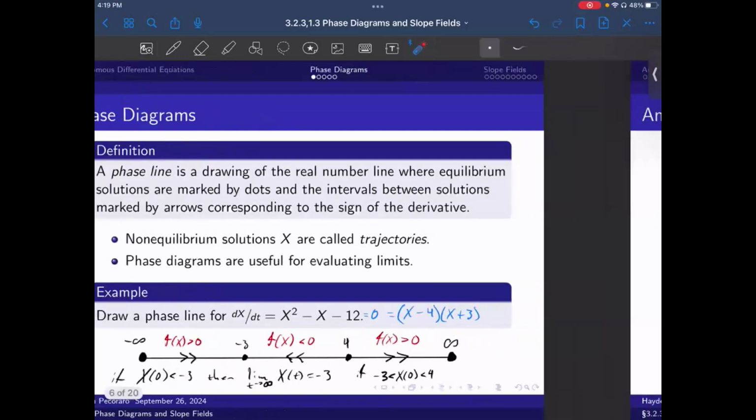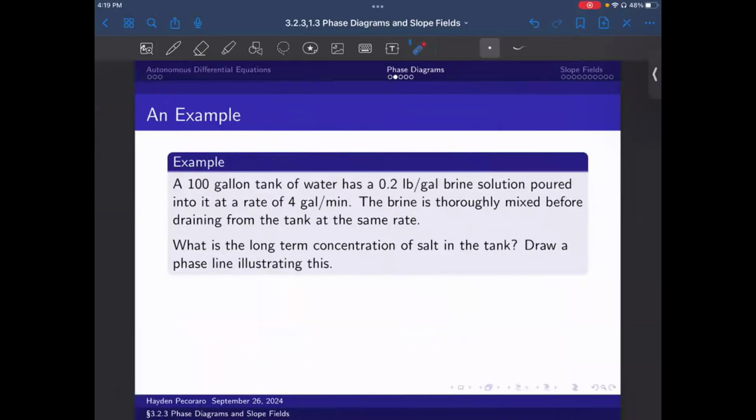Okay. So moving on, we have an example here. We have a 100-gallon tank of water with a 0.2 pound per gallon brine solution. This 0.2 pound per gallon brine solution is poured into the tank of water at a rate of 4 gallons per minute. And then the brine is mixed as it enters and drains out at the same rate. So you never have the volume changing, clearly. 4 gallons in, 4 gallons out. But the concentration of the tank is changing over time.